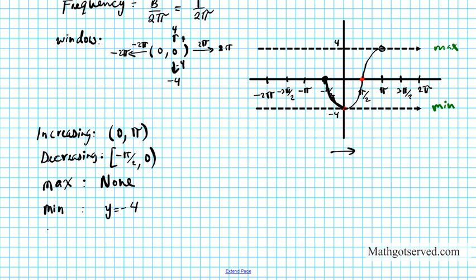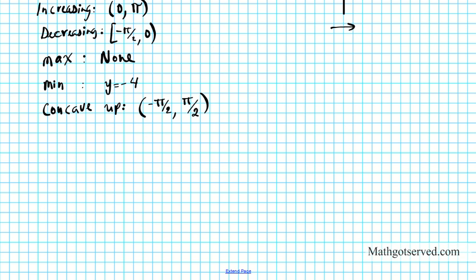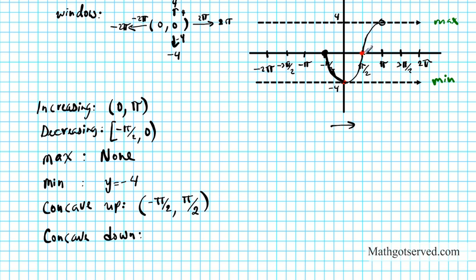Our concavity. When is the graph concave up? When is it facing upwards and curving upwards? You see it curves upwards from -π/2 to π/2. So parenthesis -π/2 all the way to π/2. Where is it concave down? Where does it cave downwards? Concave down. Look at the graph. You notice it caves downwards from π/2 all the way to π. So from π/2 all the way to π.